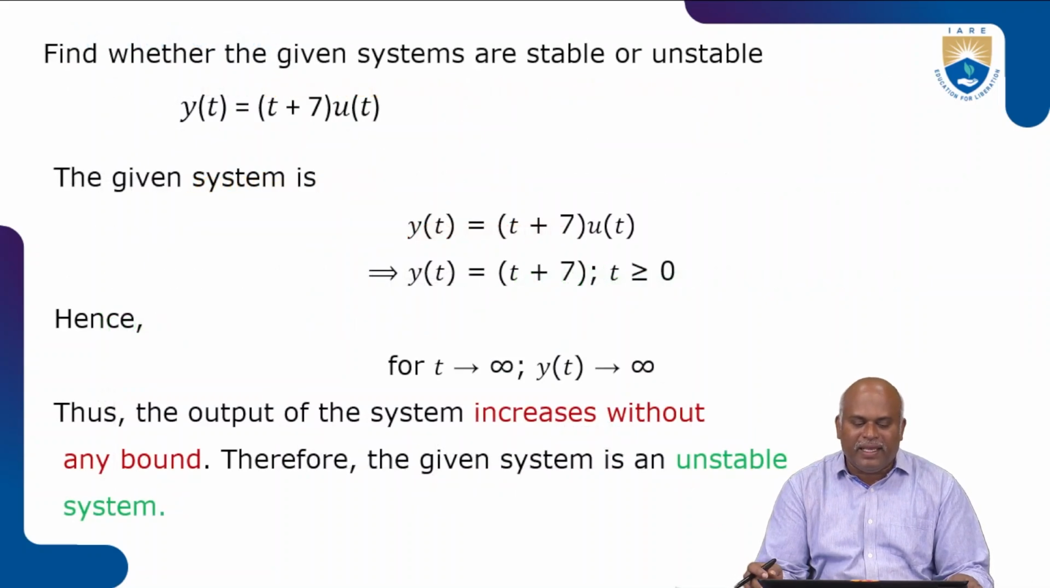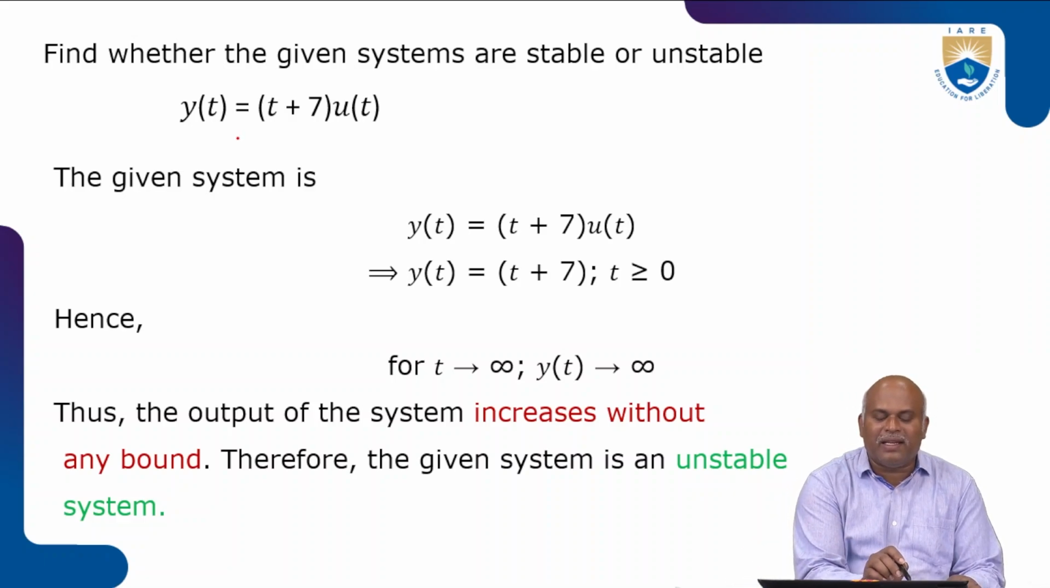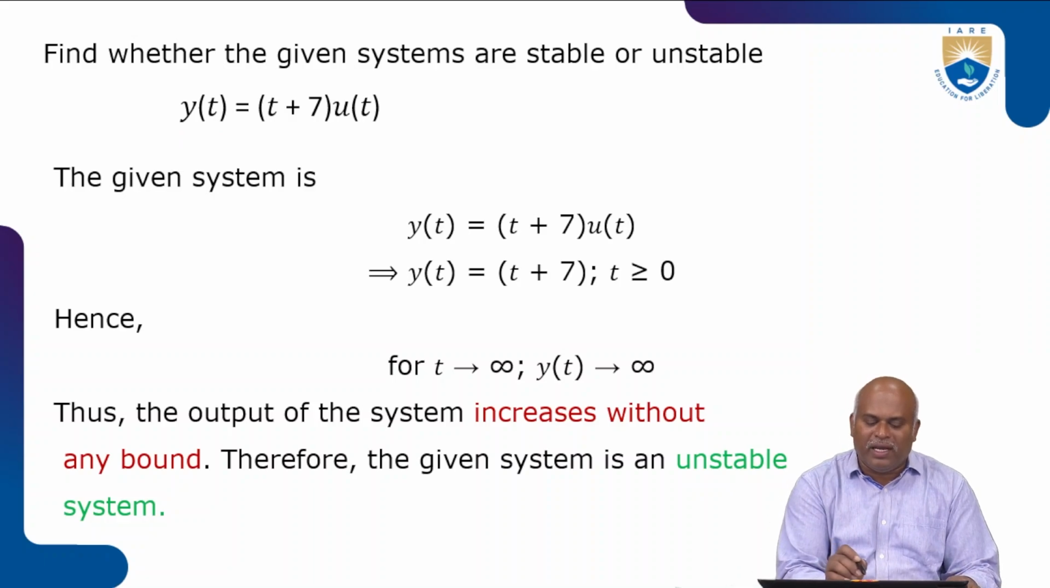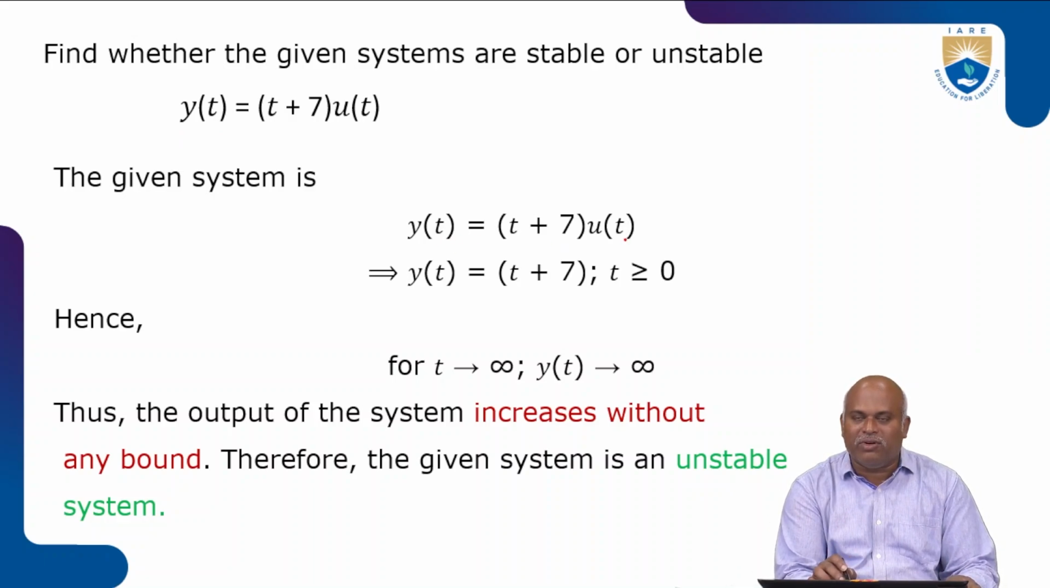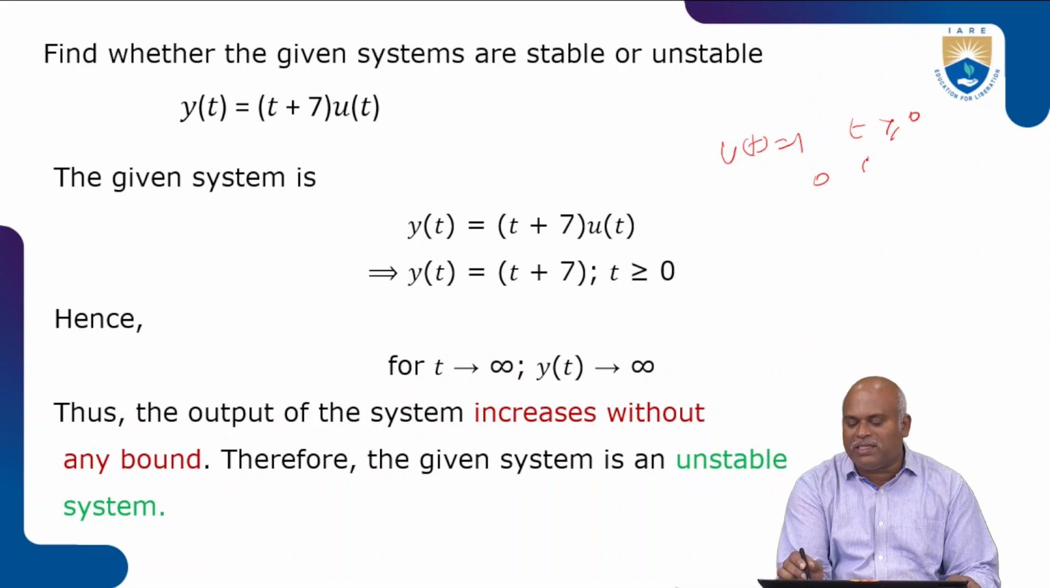For example, we check whether the system is stable or not when the input is represented as t plus 7 u of t. The system output y of t is equal to t plus 7 u of t. Now, what is u of t? We know that u of t is 1 when t is greater than 0, and 0 when t is less than 0. The amplitude one is present, so it will be for t greater than 0.